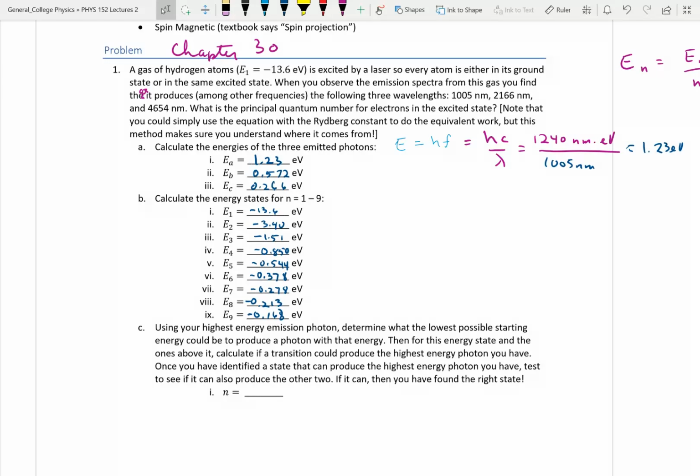And my instructions say, okay, find the highest level I could have and get the 1.23. Well, 1.23 could occur with any one of these transitions, right? Because this gap is bigger than 1.23. But obviously 3.4 minus 13.6, that's a lot bigger. 1.51 minus 3.40, well, that's going to be close, but that's in the ballpark of 1.9, not 1.23. So let's keep going.